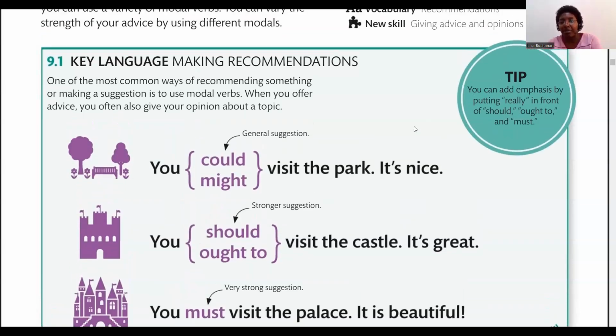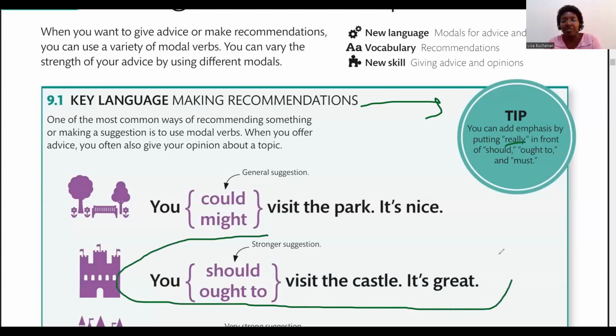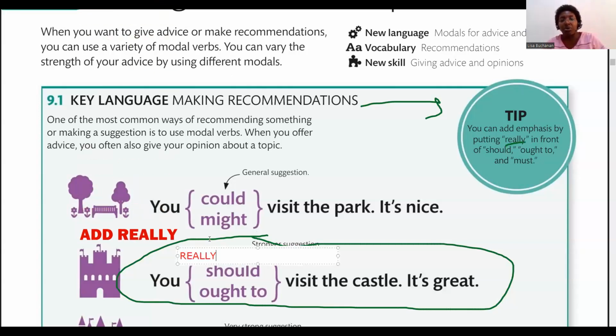So let's just back up here and look at the tip box. You can add emphasis by putting really in front of should, ought to, and must. So in the second example, where we said you should visit the castle, it's great, we can actually just add the word really in front of the modal verb. You really should visit the castle, it's great. So this adds further strength to our suggestion, making it even stronger by using the word really.